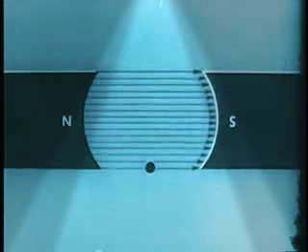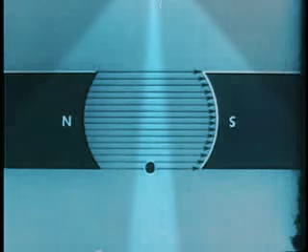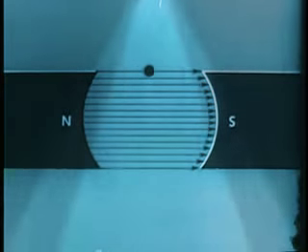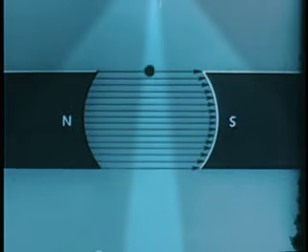Again, at 180 degrees, no lines are cut, no EMF. We reach a maximum again at 270 degrees, and finally, again at 360 degrees, no lines are cut. The conductor has rotated 360 mechanical degrees, which correspond in this instance to 360 electrical degrees.